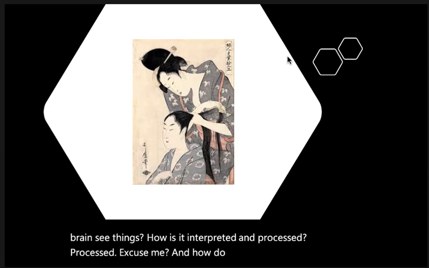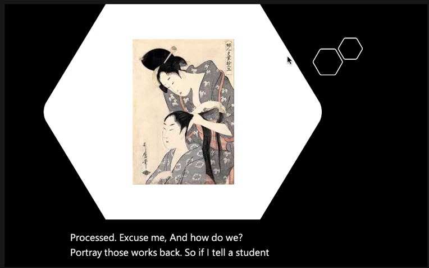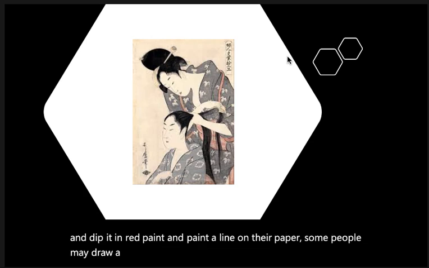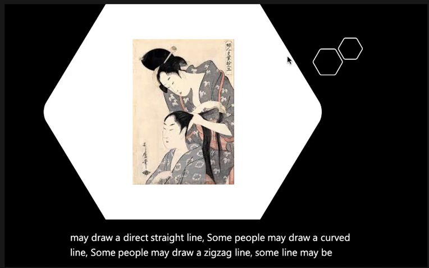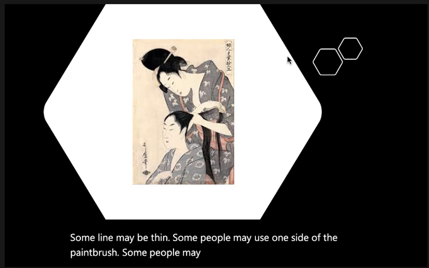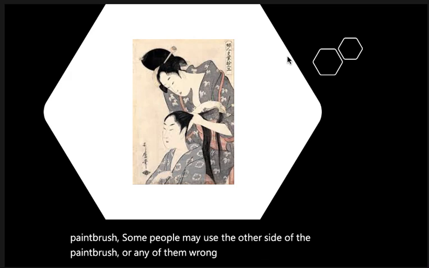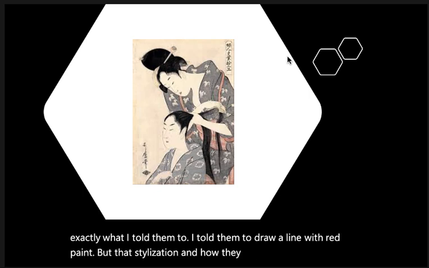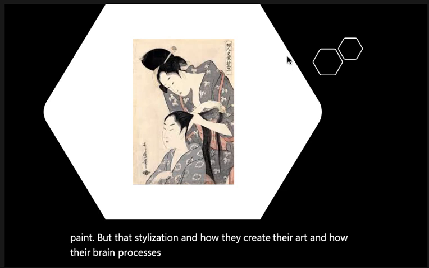portray those works back? So if I tell a student to take a paintbrush and dip it in red paint and paint a line on their paper, some people may draw a direct straight line, some people may draw a curved line, some people may draw a zigzag line, some lines may be thick, some lines may be thin, some people may use one side of the paintbrush, some people may use the other side of the paintbrush. Are any of them wrong? Absolutely not. They all did exactly what I told them to. I told them to draw a line with red paint. But that stylization and how they create their art and how their brain processes art is what makes art stylized in a way.